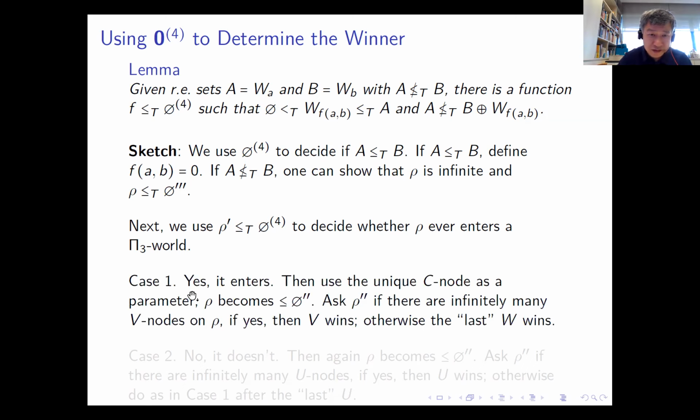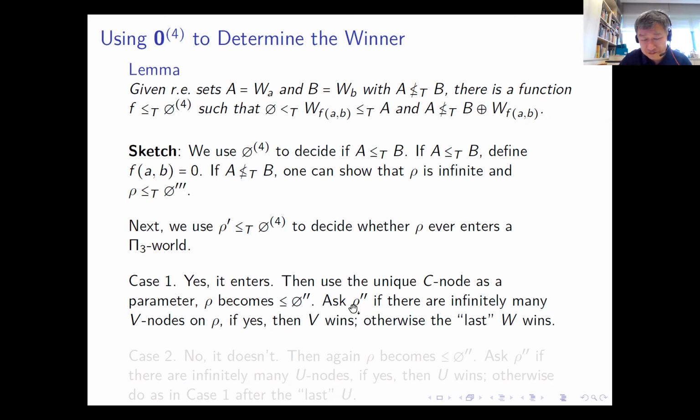Okay. So case 1, the answer is yes. So it enters a pi3 world. Now, since there's no nesting of pi3 worlds, once it enters a pi3 world, it remains inside the pi3 world. And there's a unique C node indicating the gateway of this pi3 world. So use this C node as a parameter. We can actually figure out the segment of the true path in the pi3 world by 0 double jump, because inside the pi3 world, there's no omega plus 1 branching. Its life is like the usual construction. So the true path can be computed by 0 double jump.